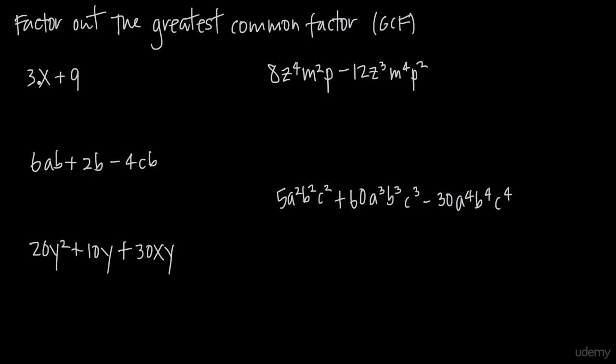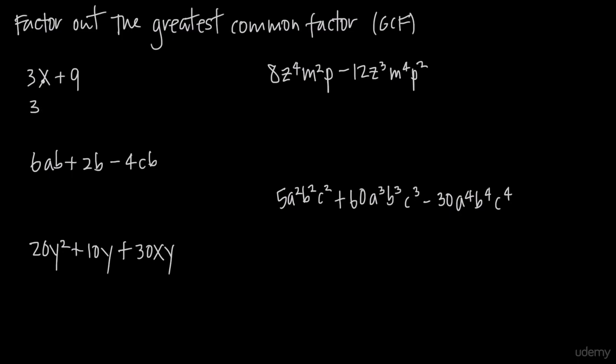Well, we notice here that we have an x multiplied by our 3, but we don't have an x multiplied by the 9. So we know that x isn't going to be part of our greatest common factor because it's not involved in this second term, so we can't remove it from both terms. So that's not going to be involved. Now we look at our whole numbers here of 3 and 9. Well, we know that 3 is 3 times 1, and we know that 9 is 3 times 3. In other words, they have a common factor of 3, so we should be able to take out a factor of 3.